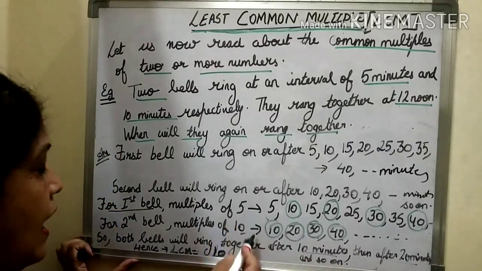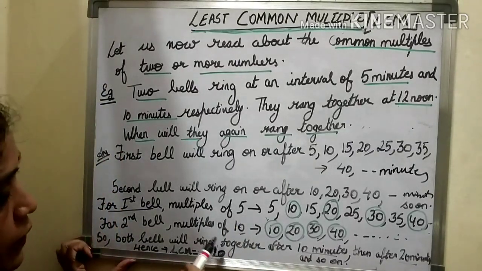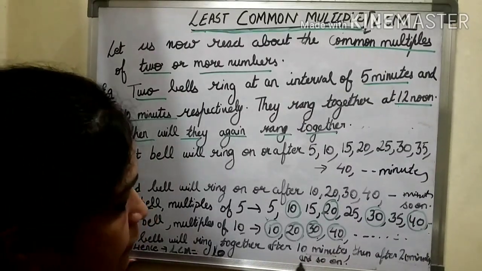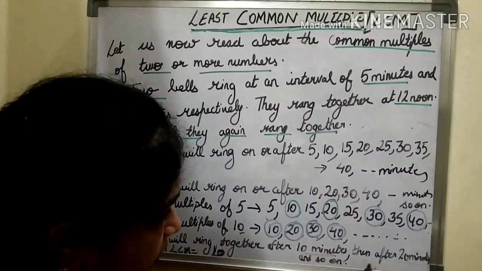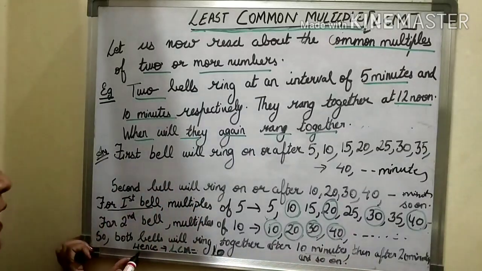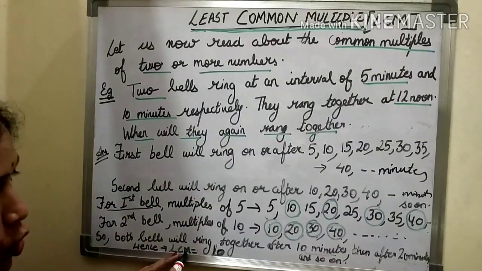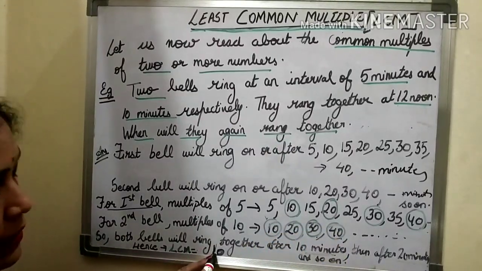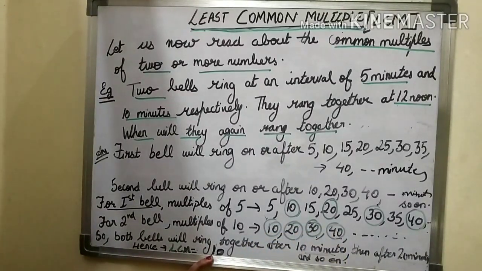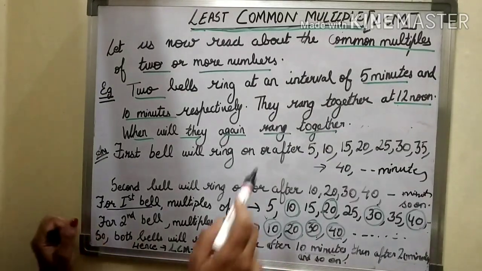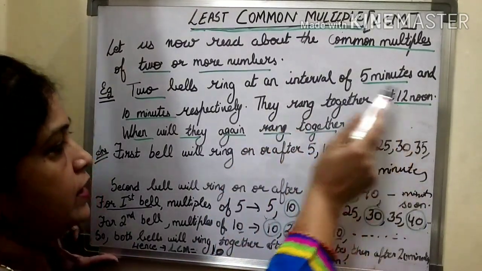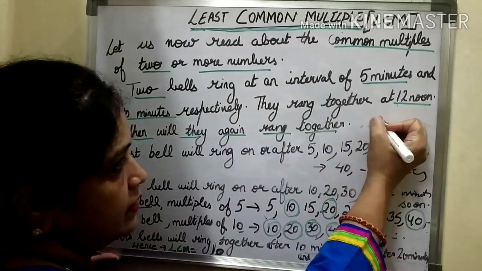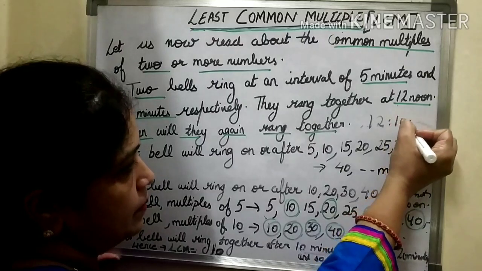That means both bells will ring together after 10 minutes, then after 20 minutes, then after 30 minutes, then after 40 minutes and so on. From this we conclude, what is the least common multiple? Which is the least among these multiples? The least common multiple is 10. Thus we conclude that if the bells rang together at 12 noon, the next time they will ring together will be after 10 minutes, that is 12:10 p.m.